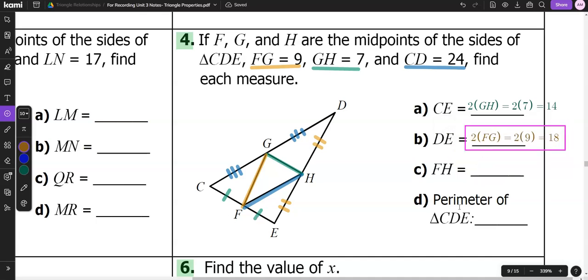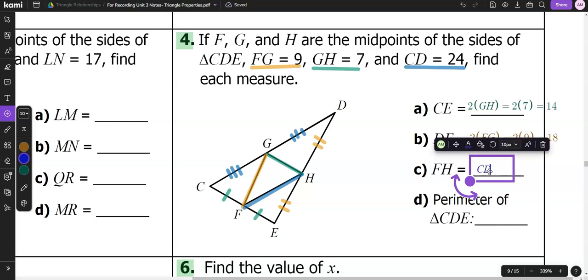Now we have enough information to get the perimeter, but let's go ahead and find FH. FH is the midsegment, so it is half of the length of CD. So we're going to take CD, divide it by 2, which means we take 24 divided by 2, and that gives us a length of 12.